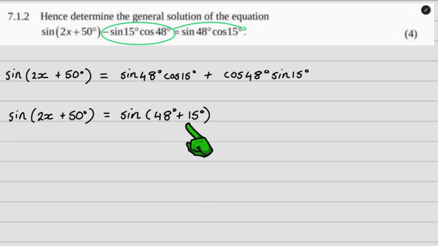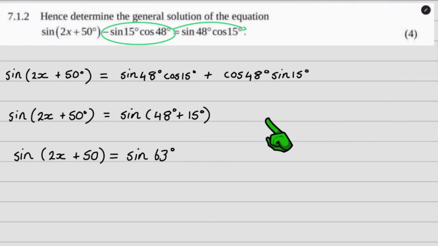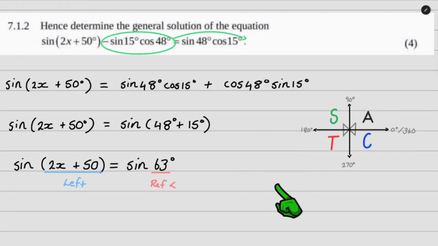Okay, so 48 plus 15 will give me 63. Now I'm going to start working on the general solution of this equation. So this over here, how I think about it is it kind of goes on the left. And then this angle over here forms your reference angle. And now I've got to find the quadrants where sine is positive. So let's get our little CAST diagram and see which 2 quadrants those are. So sine is positive in quadrant 1 and quadrant 2.